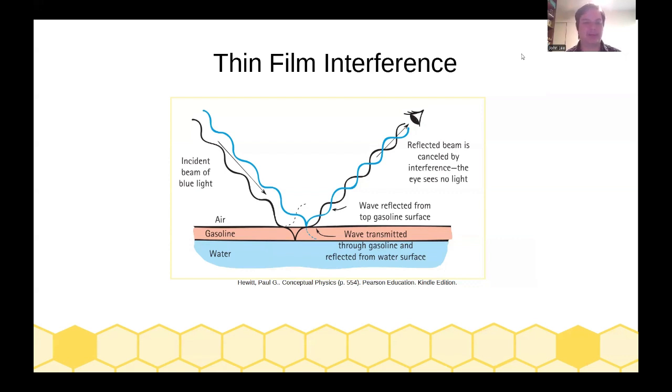But depending on the thickness of the gasoline layer and depending on the angle that you're looking at it, these different colors are going to interfere constructively as you see them, and this is going to cause you to see these bright colors rather than just the white light that is shining down on the gasoline.